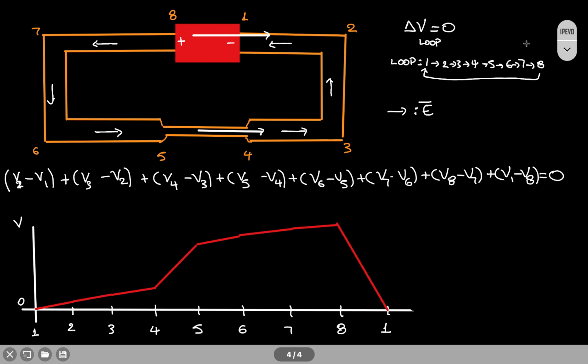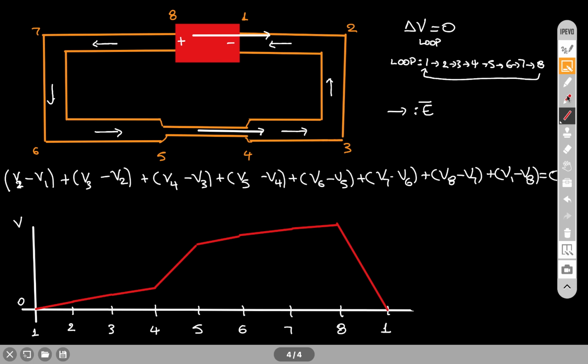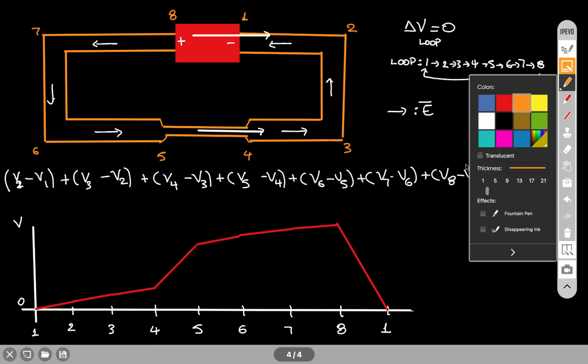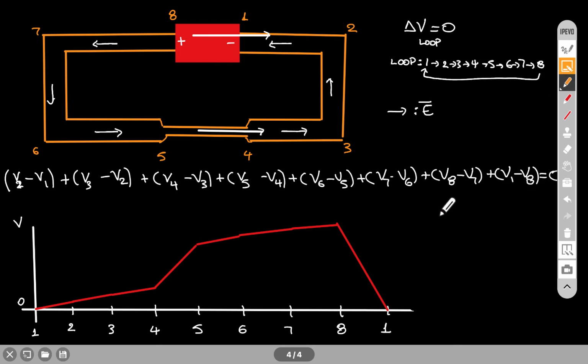Now, this graph is also telling us some other things, and I can make a note of those as well. What is it telling us? That the change in the potential across the battery is great. Okay, your potential changes a lot when you move across the battery.